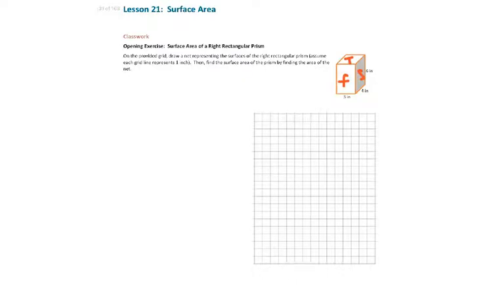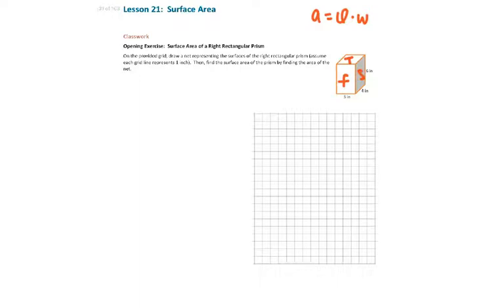So our question asks us, on the provided grid, draw a net representing the surfaces of the right rectangular prism. Assume each grid line represents 1 inch. Then find the surface area of the prism by finding the area of the net. So what we understand is that all of these parts of this right rectangular prism are rectangles. And we know that we can find the area of a rectangle by length times width. So that's what we're looking at with this right rectangular prism. Now, it won't be the same for every prism that we look at because some of them will be triangular, and then that changes the way that we find the area.